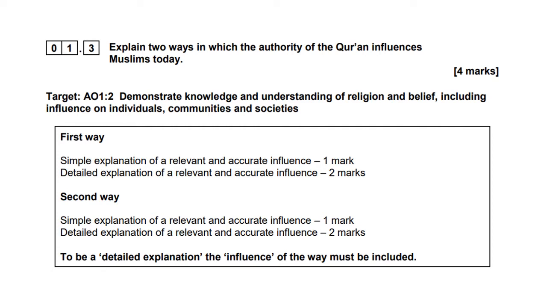You're going to get 2 marks for a detailed explanation of a relevant and accurate point or influence, and then you're getting another 2 marks for your second detailed explanation of a relevant and accurate point or influence. You have to make sure you're answering the question. So the question asks you to explain 2 religious beliefs or 2 influences or 2 teachings. Then as long as you're answering that question, you get your 2 marks and your 2 marks together.